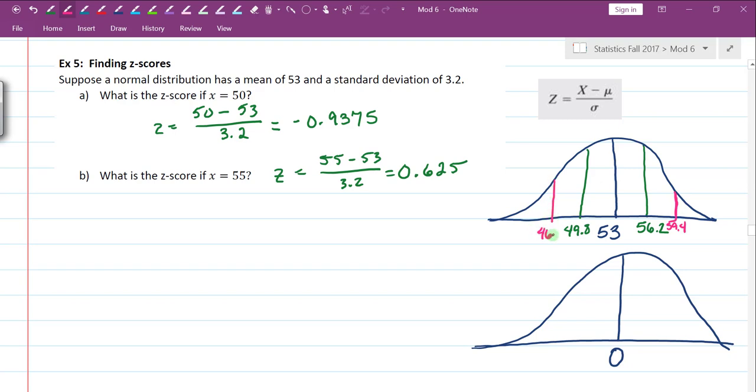46.6. And if I wanted to go 3 standard deviations above the mean, it's going to be 3 times 3.2 plus 53. And it's going to give me 62.6. And then 3 standard deviations below the mean. Again, it's going to be 3.2 times 3. That gives me 9.6. I'm going to subtract that off of 53, and I get 43.4.